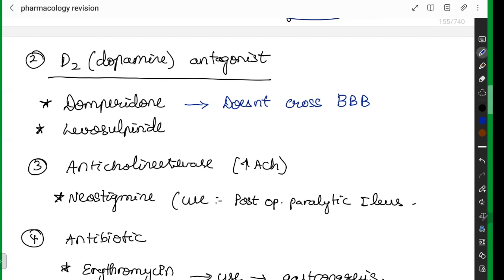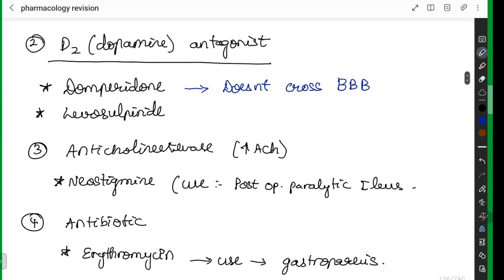Next, the third one, anticholinesterase. You have neostigmine. This neostigmine is used in post-operative paralytic ileus. So when there is a paralytic ileus post-operatively due to anesthetic agents, you are going to give this anticholinesterase, neostigmine. This neostigmine is going to help in the motility of your GIT tract.